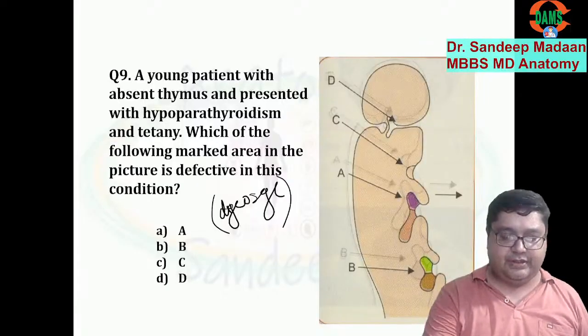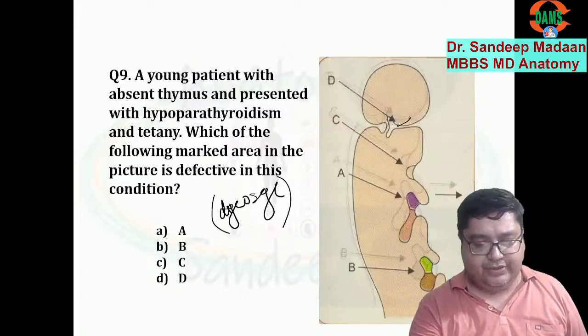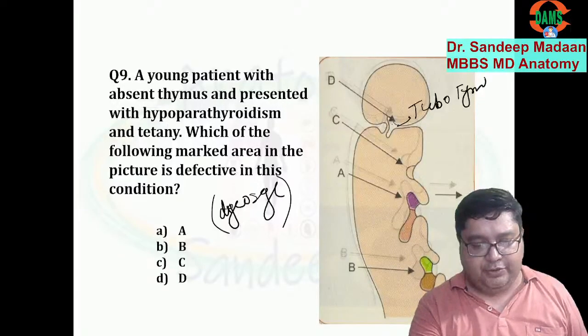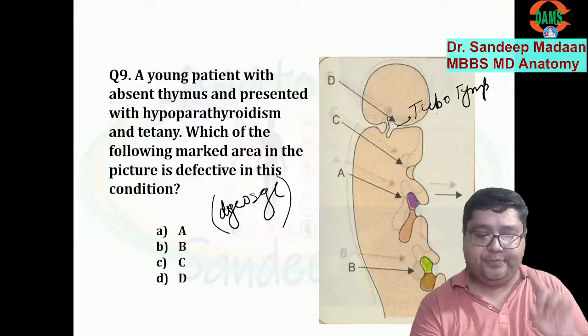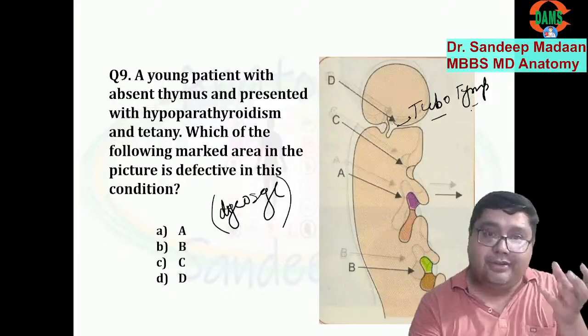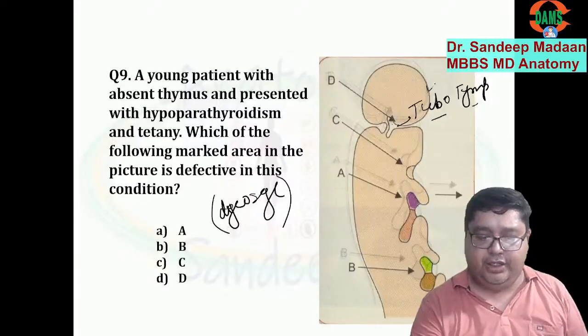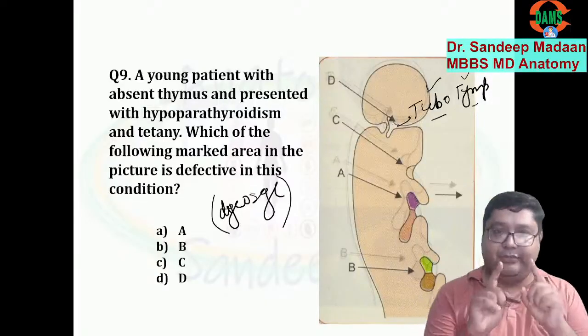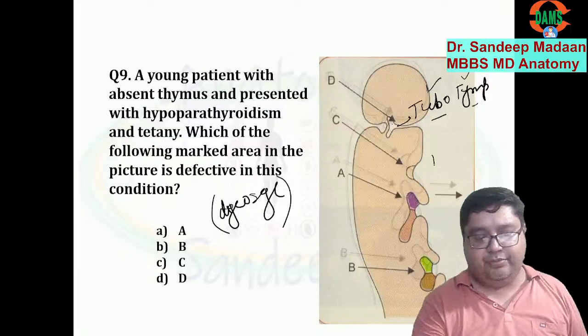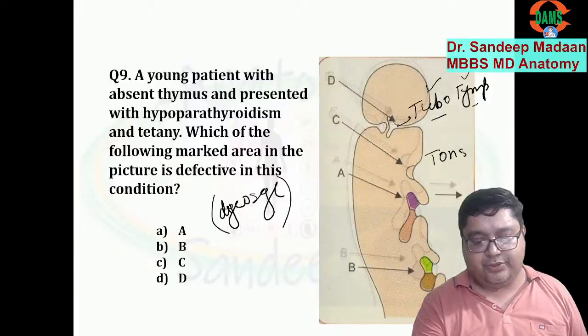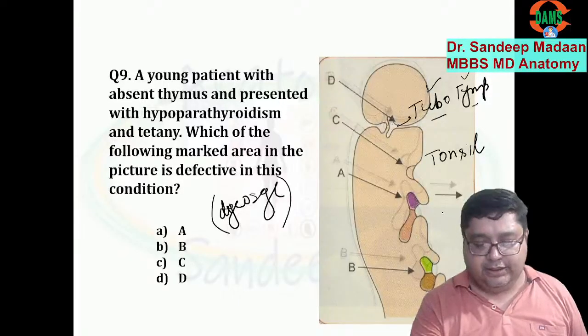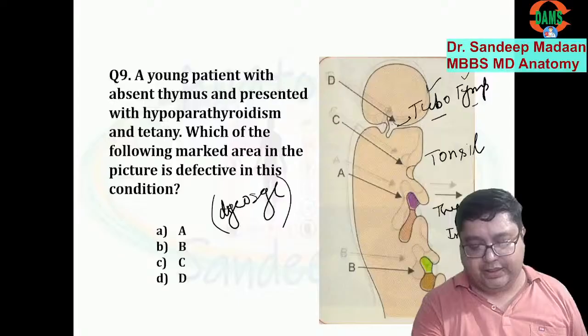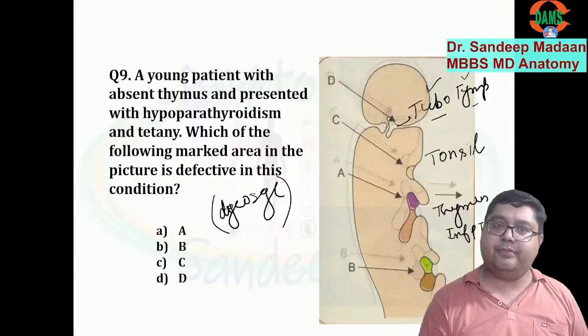Looking at the first, let me tell you, from the first pouch there will be tubotympanic. The meaning is there will be tube. Which tube? Auditory tube. And which tympanic? Tympanic cavity, means the middle ear. So auditory tube and the middle ear will be formed from the first pouch. Second pouch will make the tonsil and the tonsillar fossa. Third pouch will make the thymus and inferior parathyroid, like that.